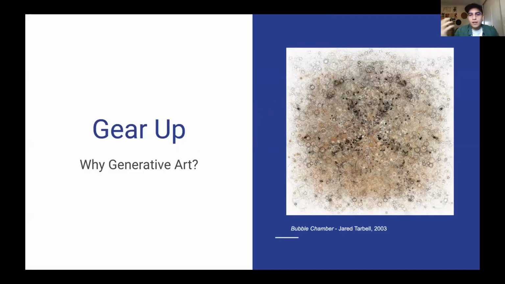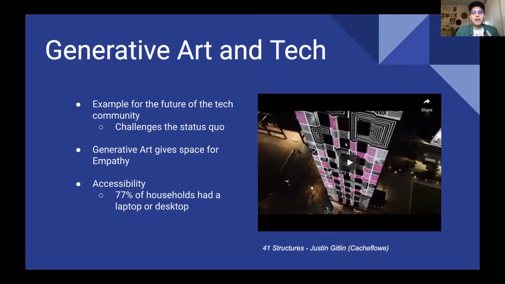So why am I talking about generative art? What is the big deal about this? For me, I think generative art is a really good example for the future of the tech community. It challenges the status quo. It challenges the idea that art should be something in a museum, hanging on a wall.